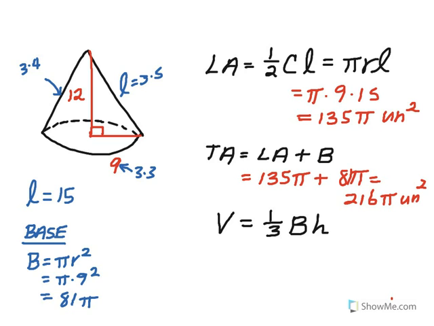Okay, and then lastly the volume. The volume is 1/3 the base area times the height. So in this example it would be 1/3 of 81 pi times the height of 12. So 1/3 of 81 is 27 times 12. I would get 324, and this is going to be in cubic units. I'm sorry, 324 pi cubic units. Okay, and so that's working with a cone.